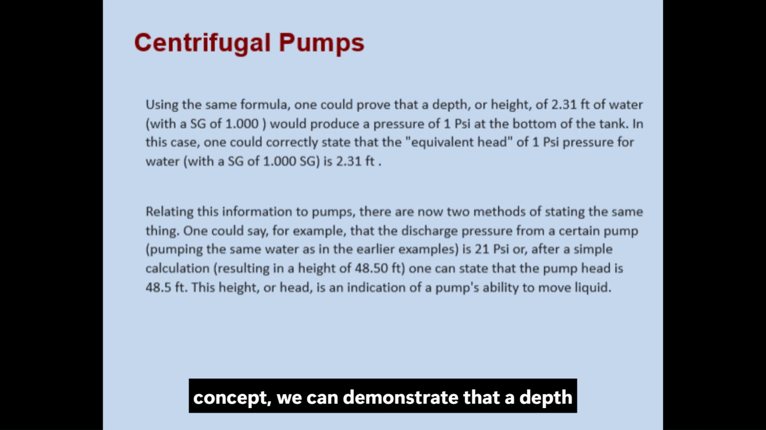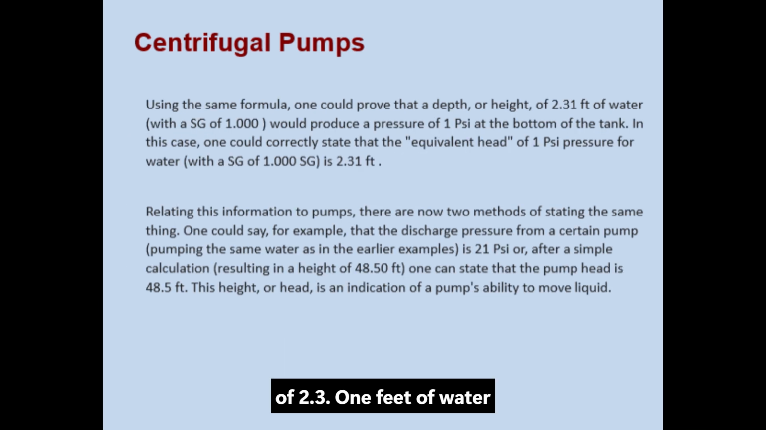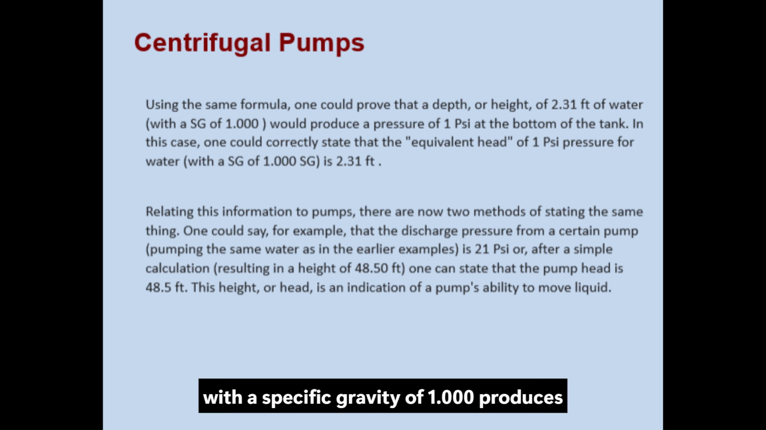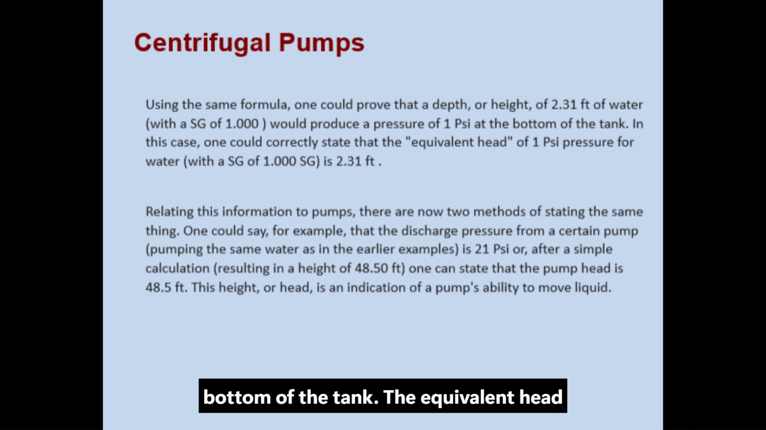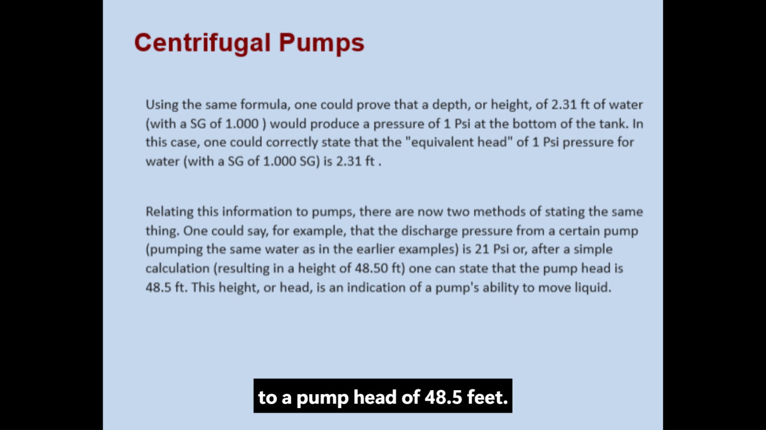Extending this concept, we can demonstrate that a depth of 2.31 feet of water with a specific gravity of 1.000 produces a pressure of 1 psi at the bottom of the tank. The equivalent head of 1 psi for water is therefore 2.31 feet. Applied to pumps, this means we can express pump performance in two equivalent ways. For example, a pump discharge pressure of 21 psi corresponds to a pump head of 48.5 feet. This head value represents the pump's ability to move liquid against resistance.